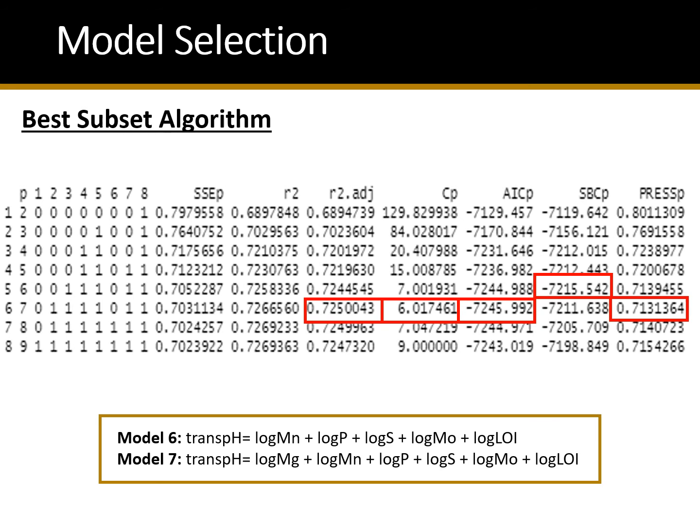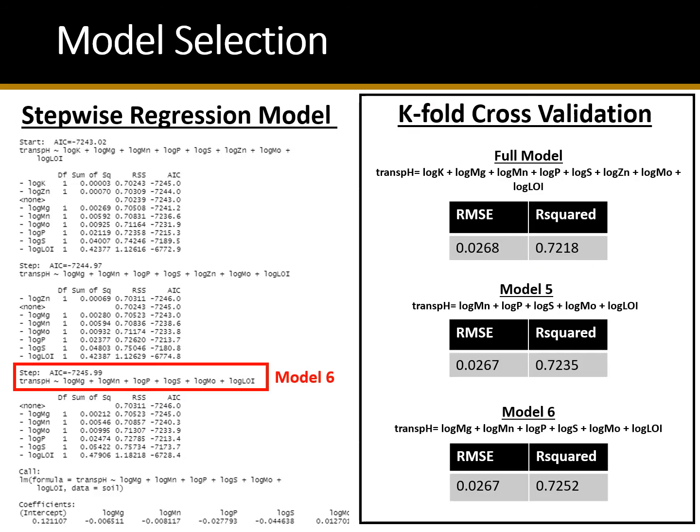To aid in the decision-making process, the stepwise regression and the k-fold cross-validation methods were run. The information on these slides provides the results generated by the stepwise regression model and the k-fold cross-validation. The k-fold cross-validation reveals that both Model 6 and Model 5 have similar RMSE values. However, Model 6 has a higher R-squared value. Both methods determine that Model 6 is the best subset model.